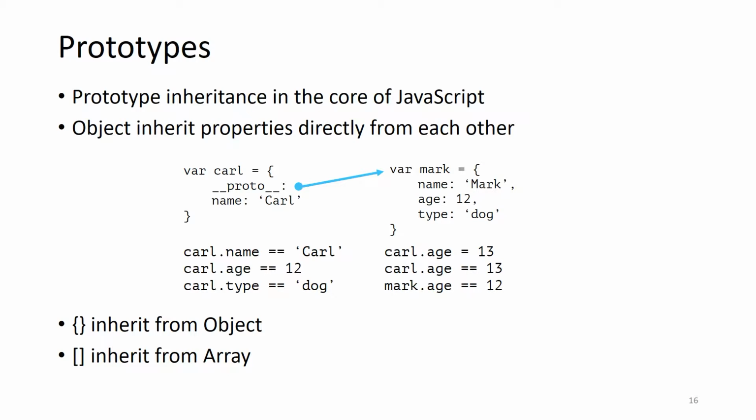We can actually set some variable. For example, if we set Carl's age to 13, we will add it directly to this object. We will not change anything in the prototype chain. So now Carl's age is 13 and Mark's age isn't changed. This way we can override properties dynamically.